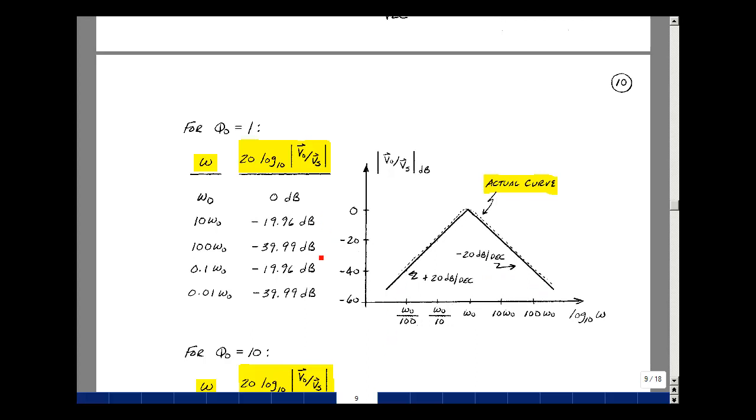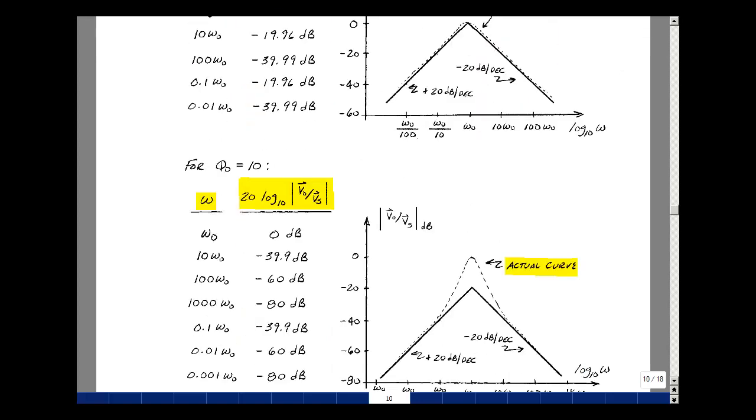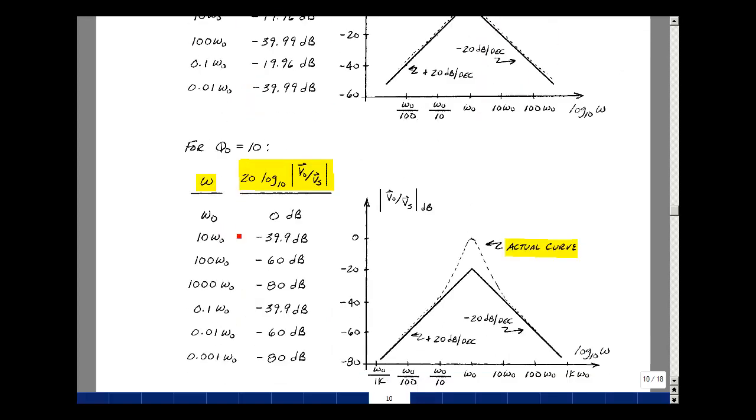So what I see here, as the frequency increases, is a decrease of 20 dB per decade. Here I see an increase of 20 dB per decade. Two straight line segments that cross at omega naught, and the actual curve pretty much hugs those asymptotes. Now if you do this again with a Q naught of, say, 10, we get the same result for omega equals omega naught of 0 dB.